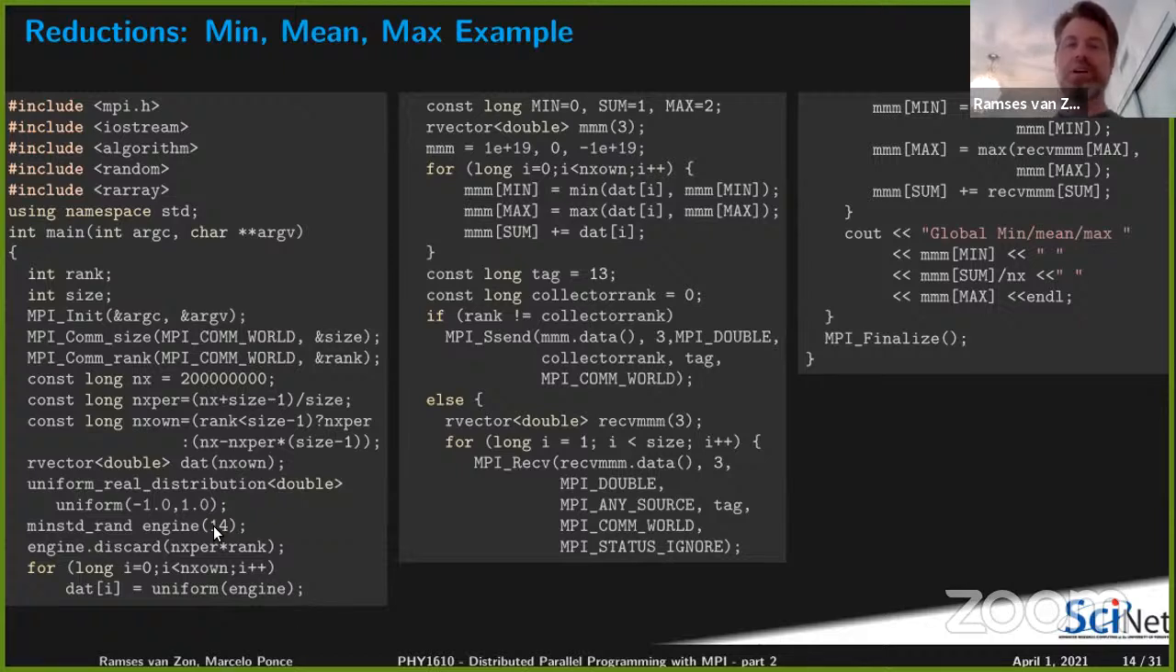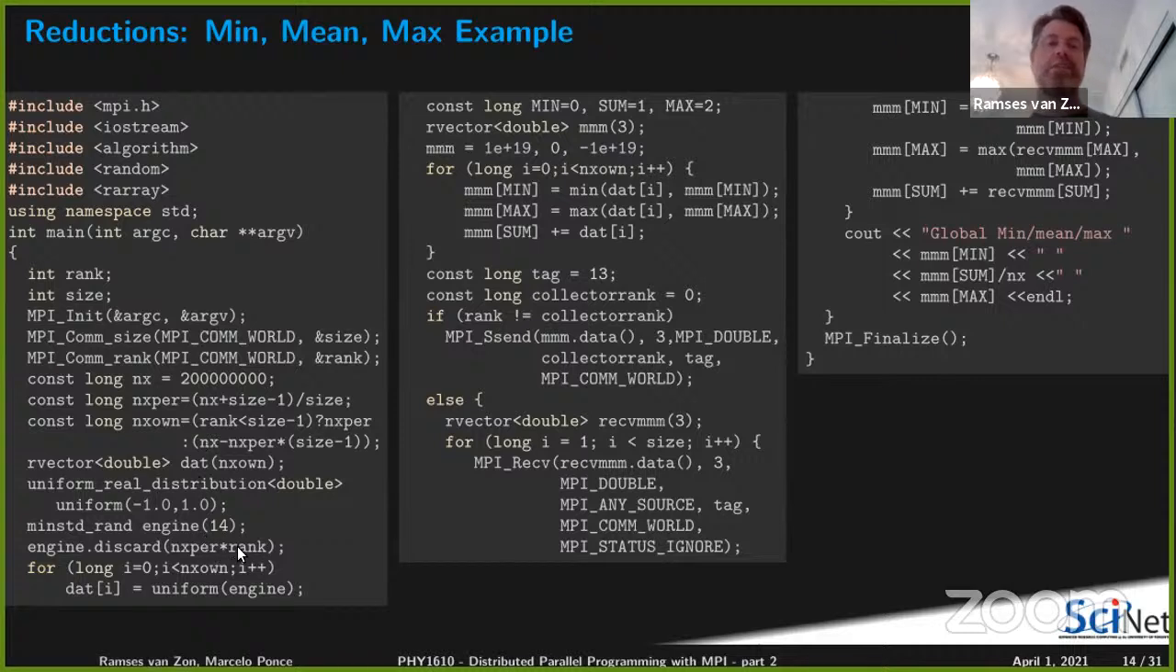So what I'm doing with discard is saying I'm going to draw this many random numbers and not use them at all, so that the next time I draw a number, it's a fresh one. Because I'm jumping ahead nx per times rank, for rank 0, I'm starting at the start, right? And I'm only going to draw nx per numbers, so that's great. I'm not going to step over the ones that rank 1 needs.